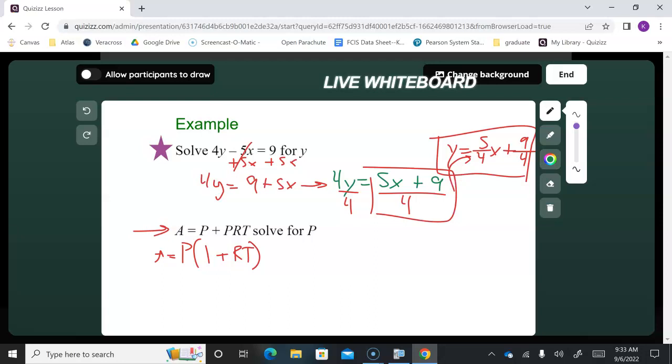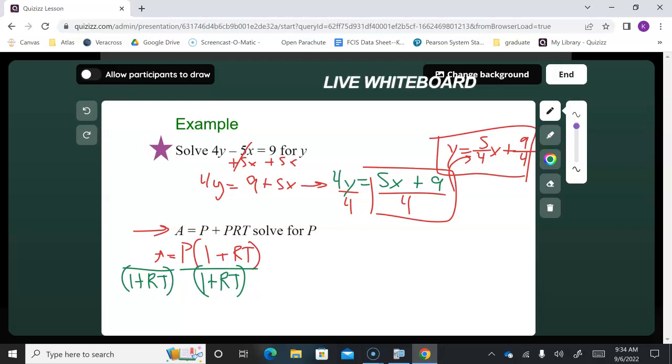Now, what operation do I have happening with P? Multiplication. Now, I don't want to go ahead and distribute because that's just going to undo all the work I just did. So how do I undo multiplication? Divide. So P is being multiplied by this entire thing, so to undo it, I'm going to divide by that entire grouping on both sides. When I have that distributive, I can divide by the entire thing that it would be distributed into.